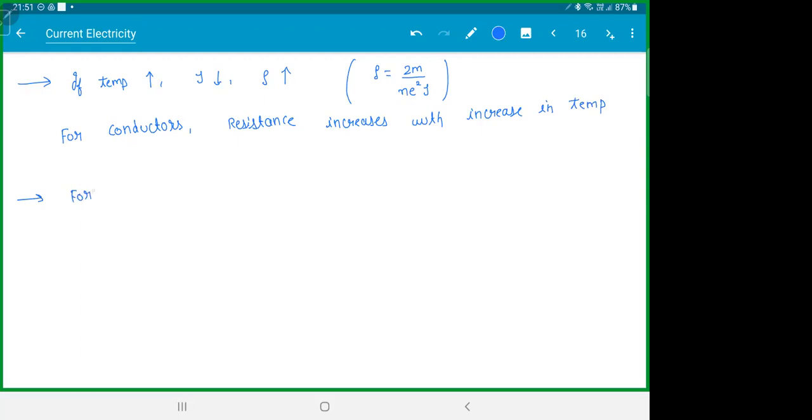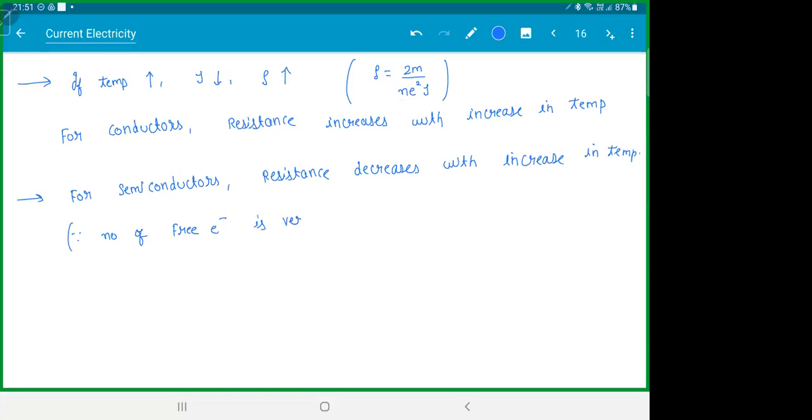For semiconductors, something else happens. For semiconductors, it is not about the flow. The resistance actually decreases. And the reason is, the number of free electrons is less. In case of a conductor, you have a lot of free electrons working. This n in the denominator is pretty big for conductors. But for semiconductors, the n is very small.